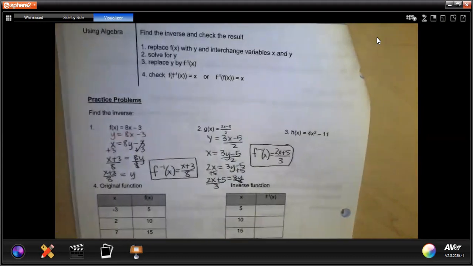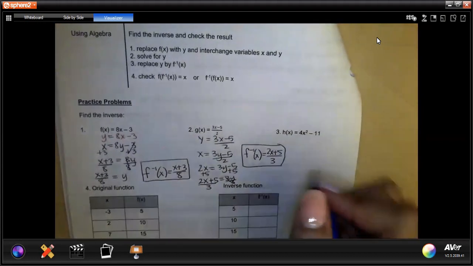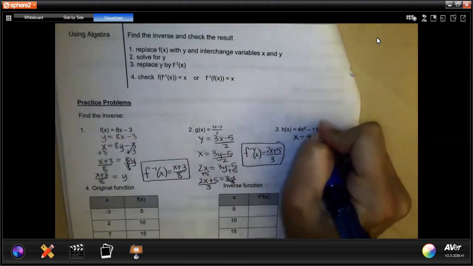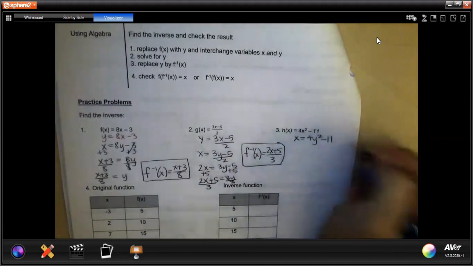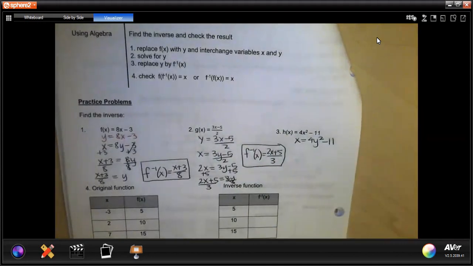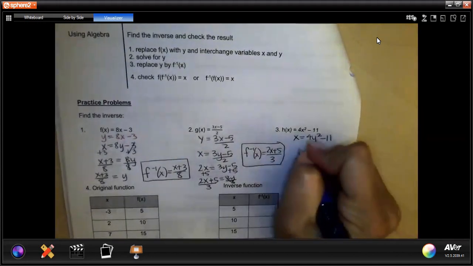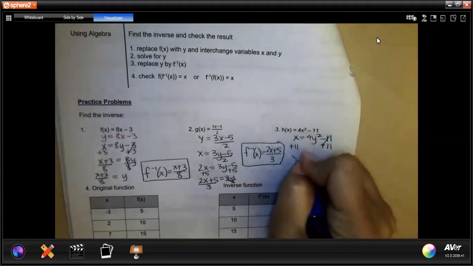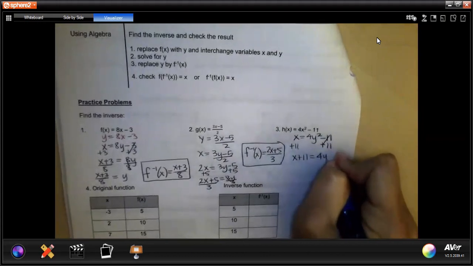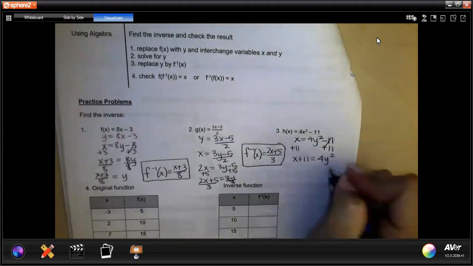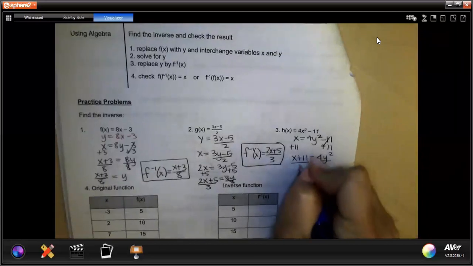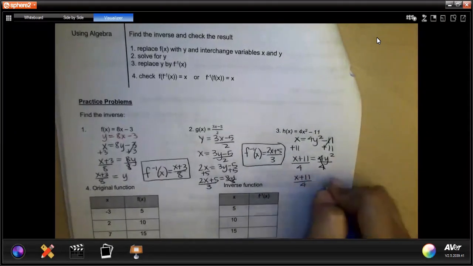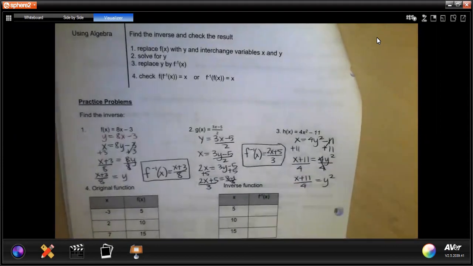All right, for number 3, I switch my x and y, and so I've got x equals 4y squared minus 11. I want to get that y by itself, so I'm going to add the 11 to get it to the other side. That gives us x plus 11 equals 4y squared. I divide by 4. And so we've got x plus 11 over 4 equals y squared.